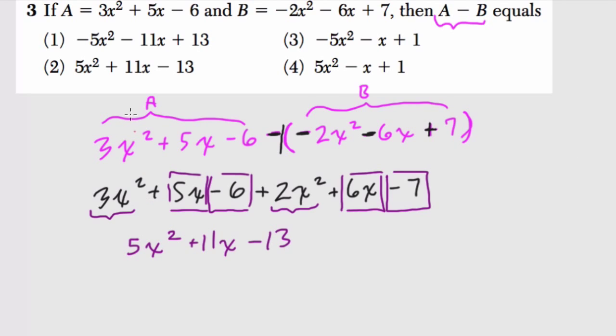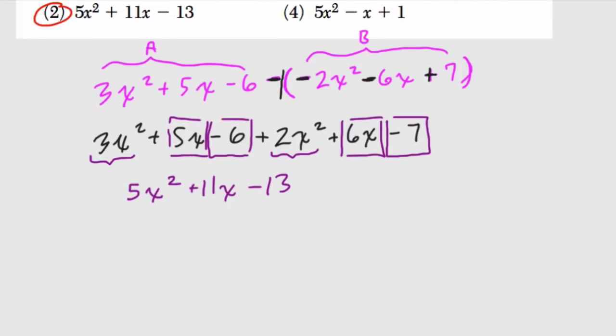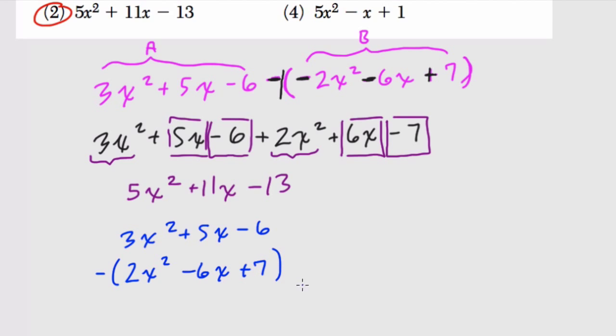So first let's circle our answer, that's choice 2. And another common way of setting this up is to stack them, something like this. 3x squared plus 5x minus 6, and then line up the appropriate terms, minus, parentheses, 2x squared minus 6x plus 7. This helps some students to stack it like this. It reminds them of other common subtraction techniques.